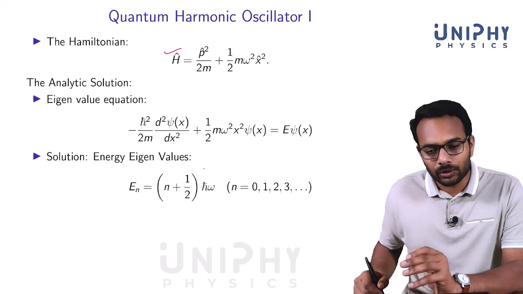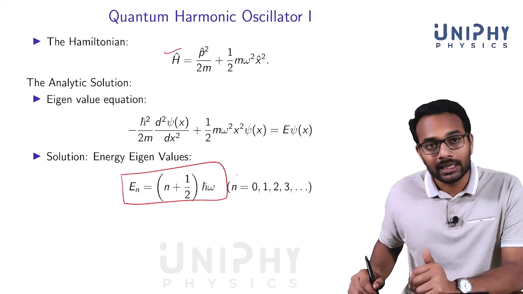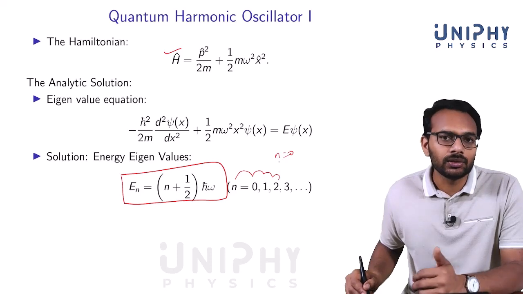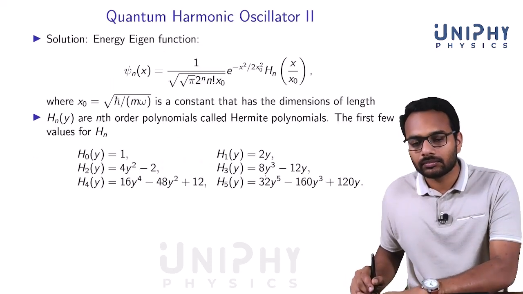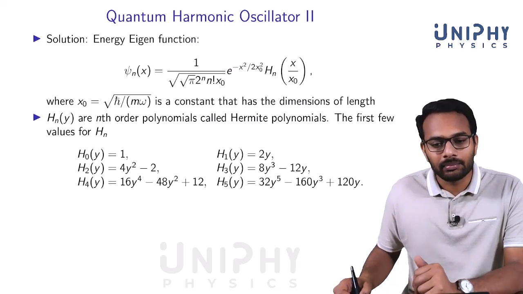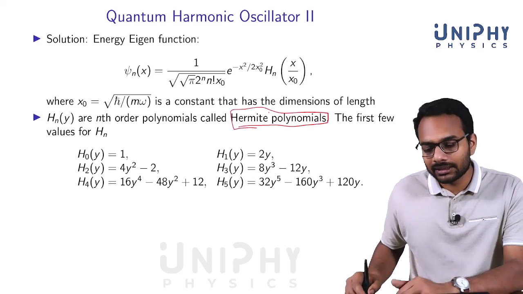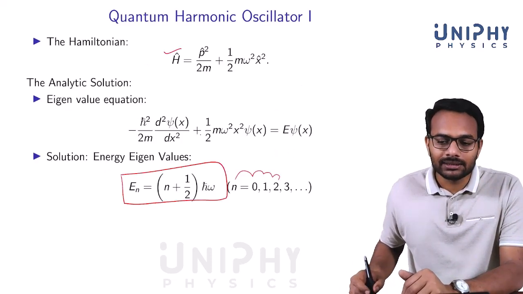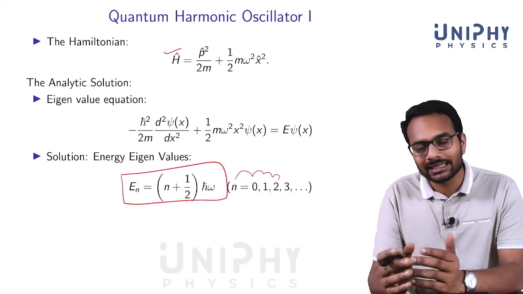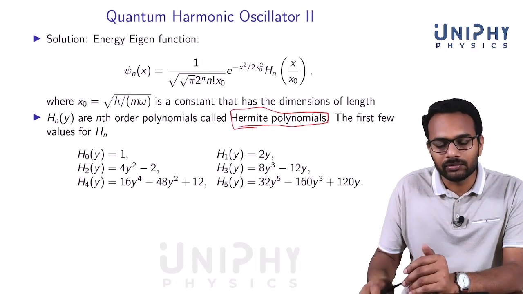We won't go into those details, but the final eigenvalues are n plus half h cross omega, and n here is taken as 0, 1, 2, 3, etc. N equal to 0 is a possible state of the system. The energy eigenfunction is given in terms of the Hermite polynomial. The trick here is that we turn this into a differential equation, make some manipulations so it looks like a Hermite differential equation, and then the solution is obviously the Hermite polynomial.